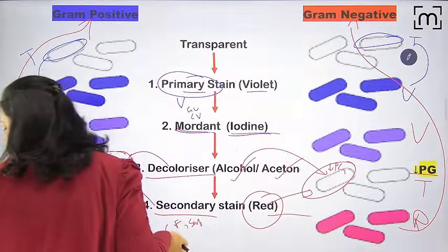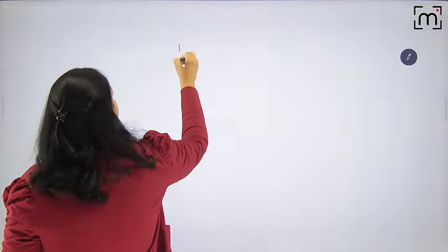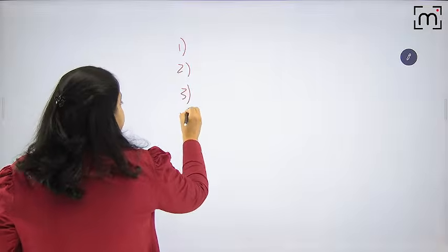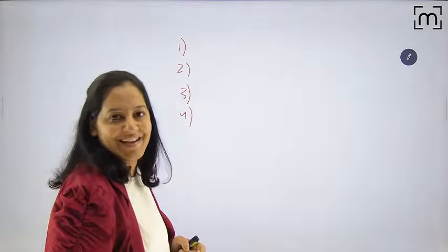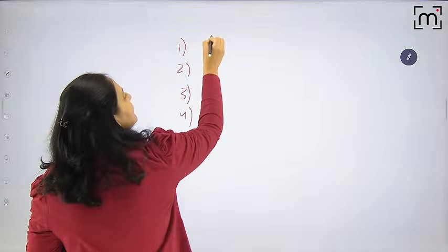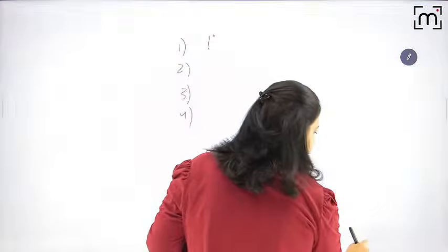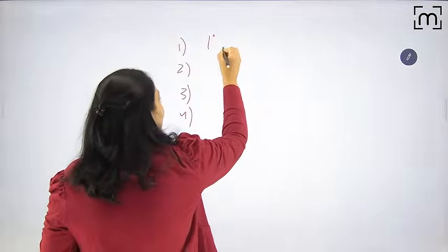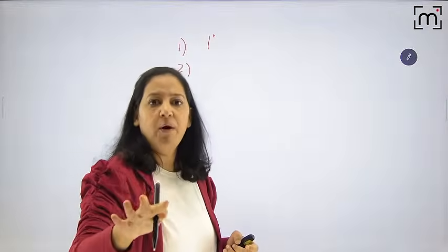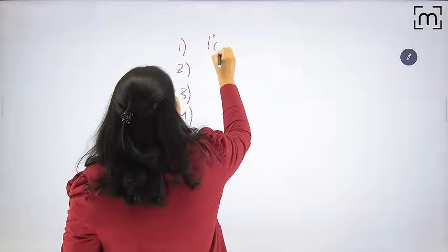So tell me the 4 steps. What are the 4 steps? Write down. People, what are the 4 steps of Gram stain? Step number 1, use primary stain. Primary stain, that is any stain which is violet in color. Okay, any stain which is violet. Gentian violet, crystal violet. It should be violet.